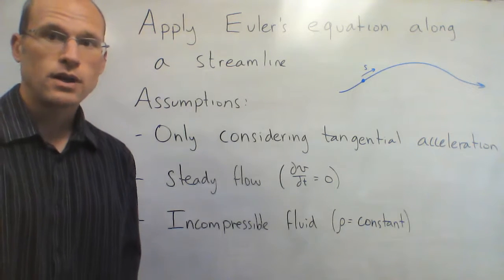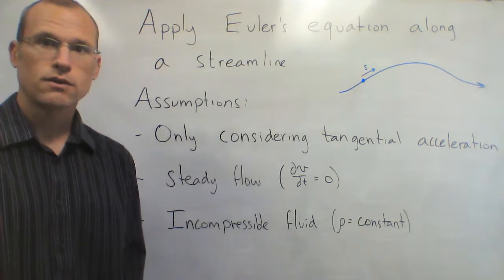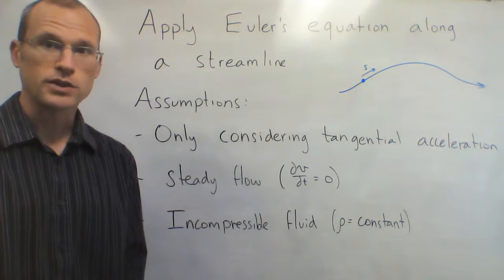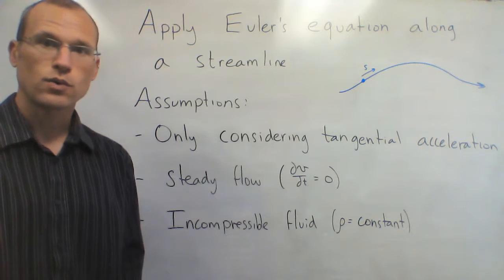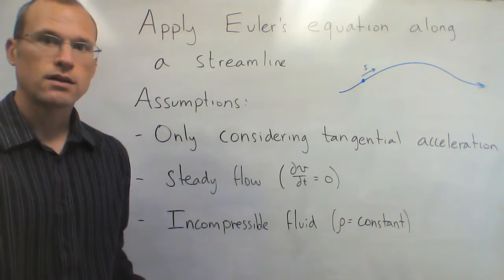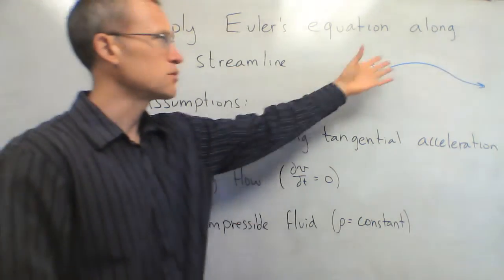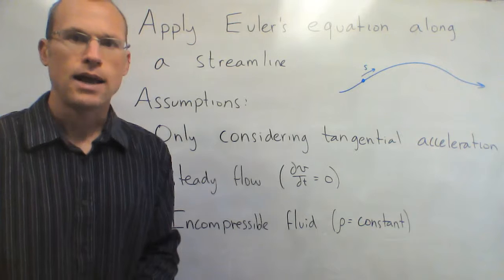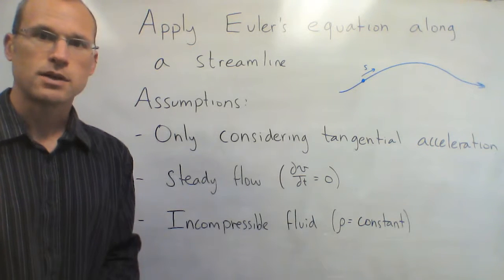So Bernoulli's equation actually comes from Euler's equation. So the first thing you want to do is to derive Bernoulli's equation, doing that using Euler's equation along a streamline. So I'm going to take Euler's equation, apply it along some streamline in some direction s, and then when I do that, I'm going to make some assumptions.